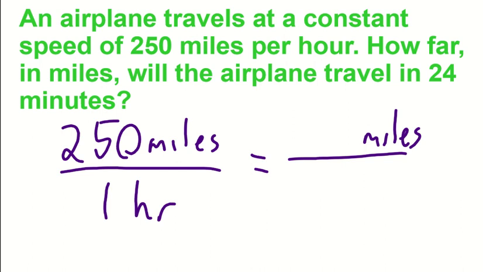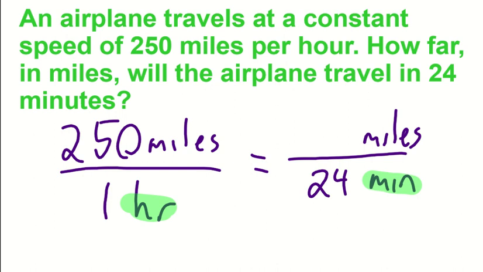The other number it gives us is 24 minutes, right? So I have a proportion. I have a proportion that doesn't work though. Why does this proportion not work? Because it has hours and minutes, and we need the labels to match. So what can we do?